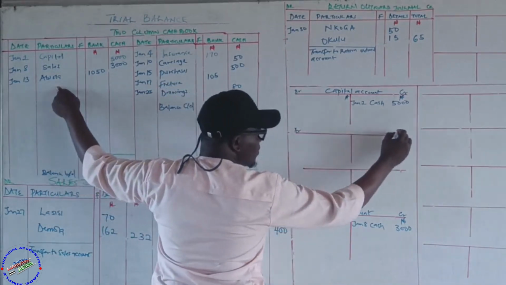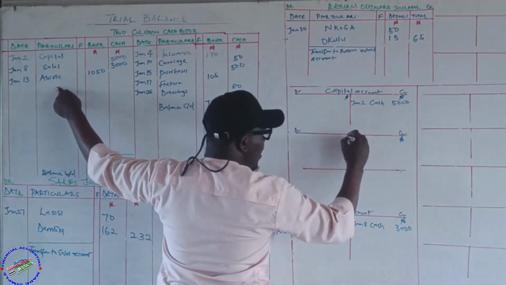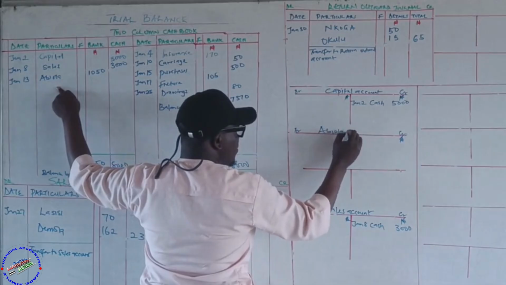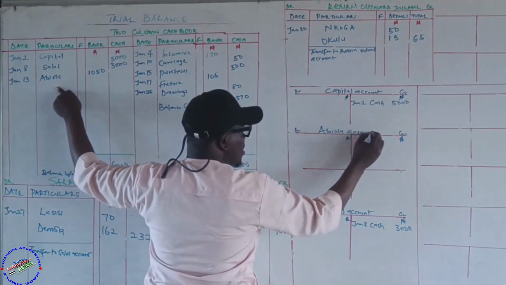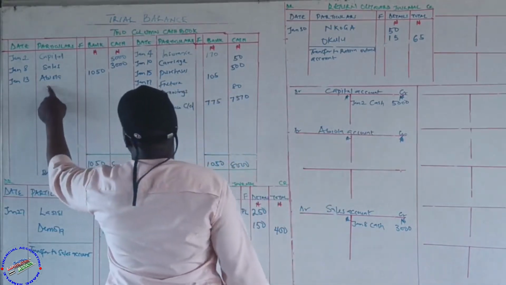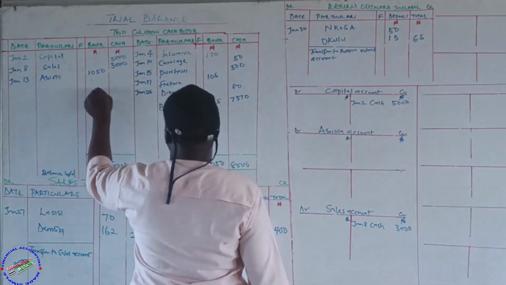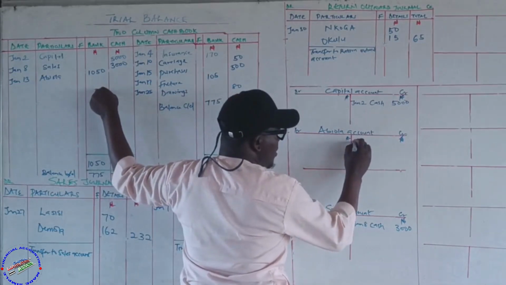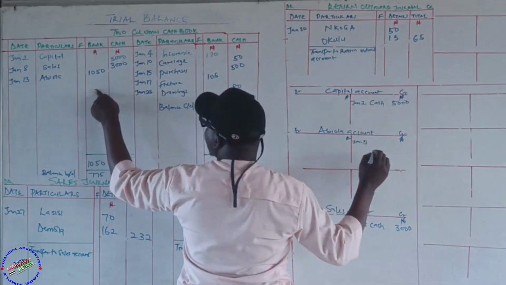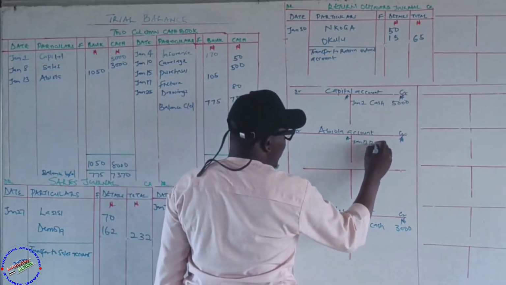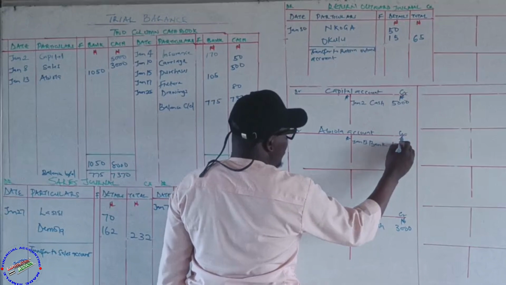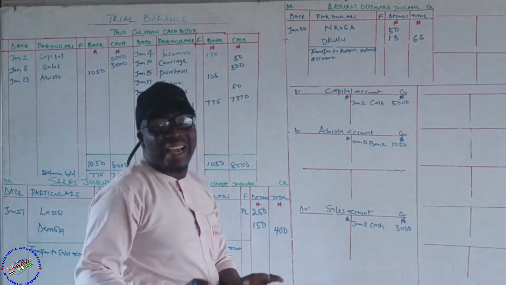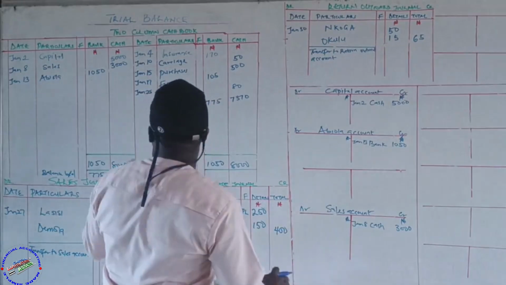The next one is Abiola. Debit, credit, naira, Abiola account. So Abiola account is on the debit side under bank. So I will post it to the credit side in Abiola's account. January 13, bank, 1,015 naira. So for all these that we have posted, we have completed the double entry system. So we move to the next one.